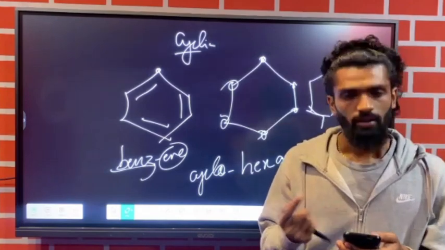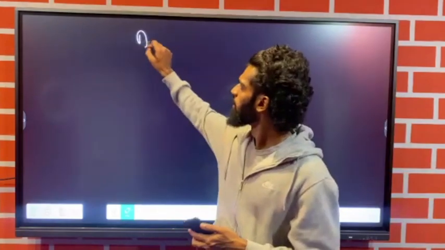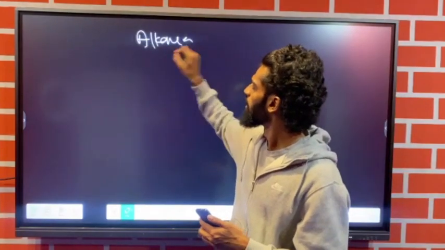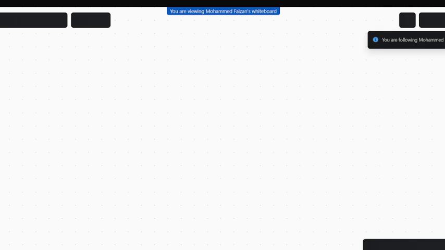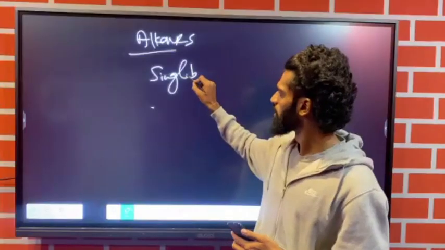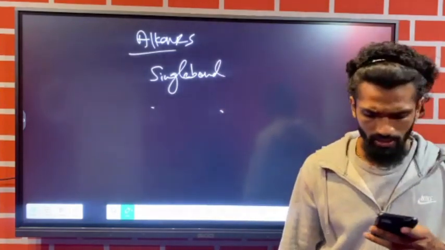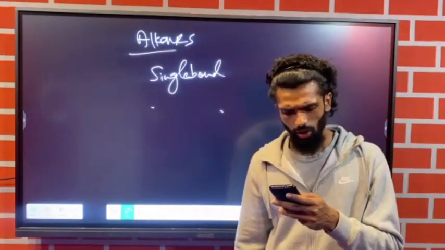Next. Regular stuff. Alkanes. What does alkanes mean? Alkanes meaning wherever there is a single bond. Wherever the single bond, all these things are called alkanes. Isomerism, structure, all these things you guys know.